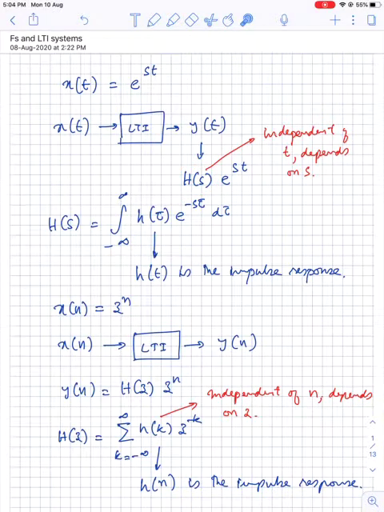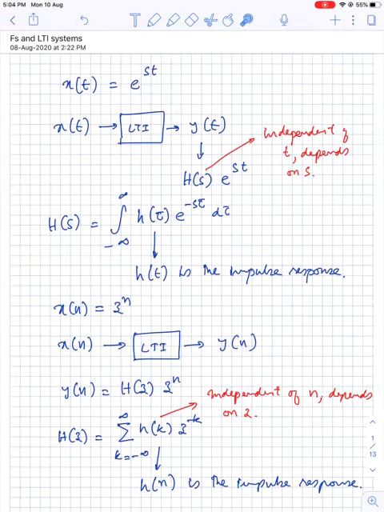Because this is an eigenfunction, you give one input, you get the same input as output scaled by a factor, just like an eigenvalue and eigenvector. If you give an eigenfunction as input, you get the same function as output with a scaling factor. But here the scaling factor h of s is a function of s. S is the parameter of the complex exponential which we are giving as input.